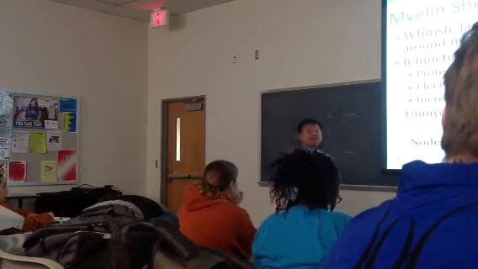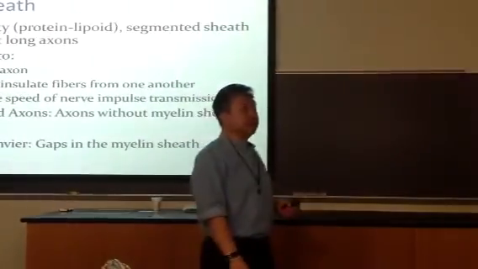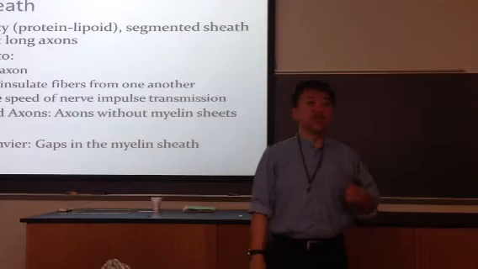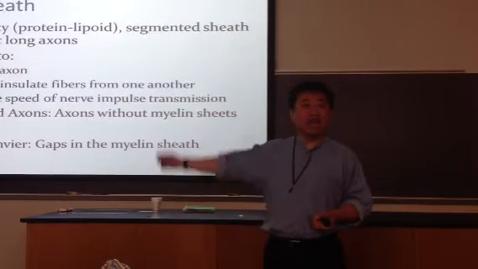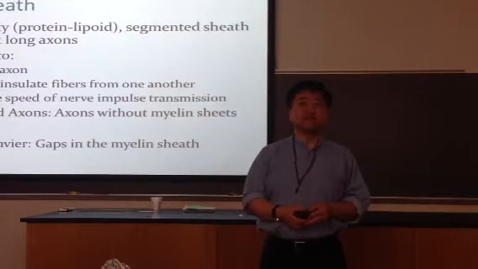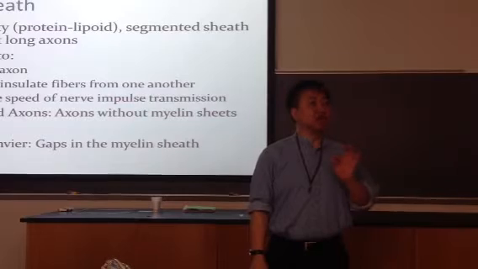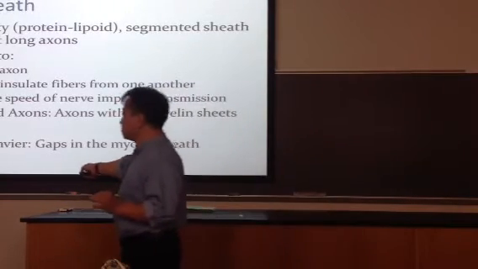So based on that, if I ask you which fiber has the most myelin sheath, we have three choices: A, B, and C. Which one do you think has the most myelin sheath? The faster conductor, right, which is A. Which one has the least myelin sheath? C. As a matter of fact, C has almost none of the myelin sheath. And that's what you see right there.